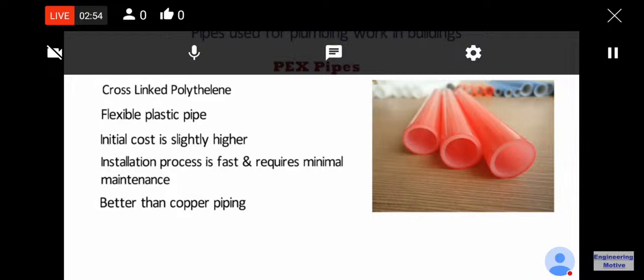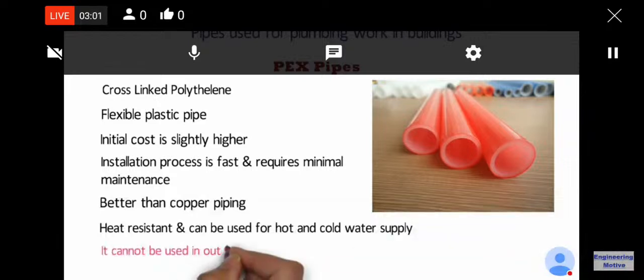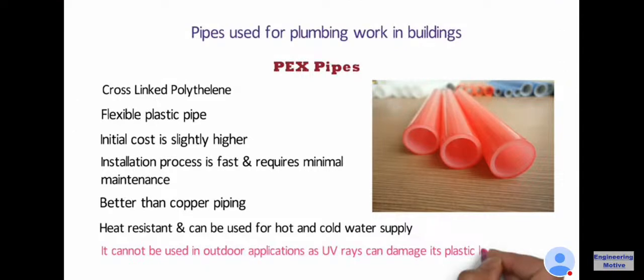It is heat resistant and can be used for hot and cold water supply. The drawback of using this pipe is that it cannot be used in outdoor applications as UV rays can damage its plastic layer. These pipes are vulnerable to being perforated by the mouth parts of plant feeding insects.